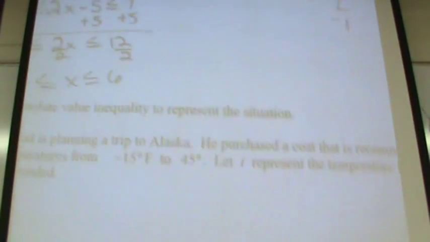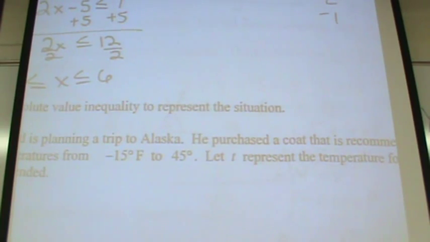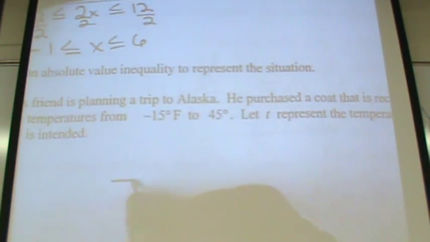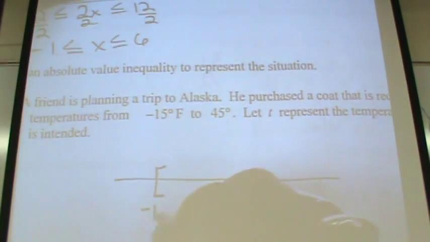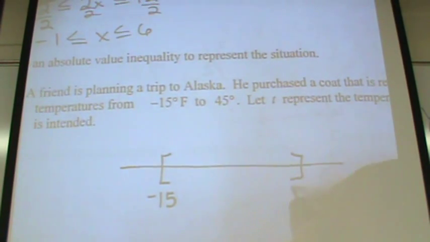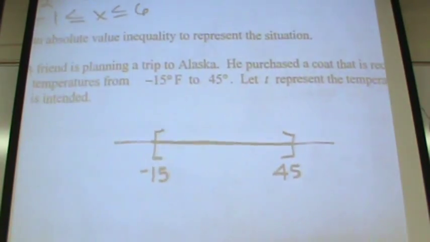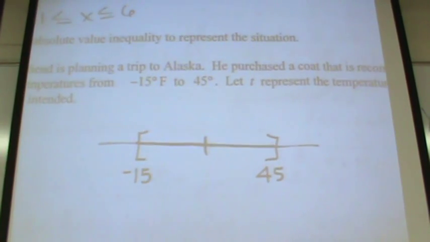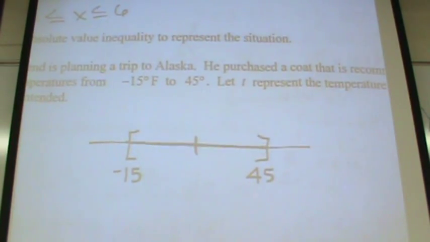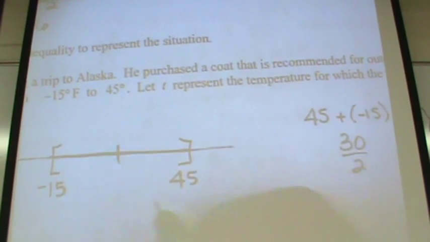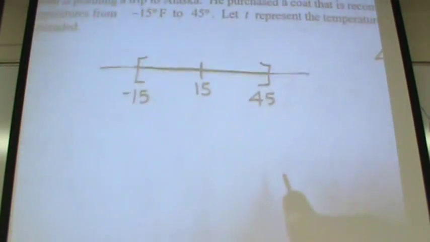Okay. Number 25. A friend is planning a trip to Alaska. He purchased a coat that is recommended for outdoor temperatures, so the temperature can range from negative 15 all the way to 45 degrees. Okay, so I need to know what's the halfway number. So if you add these two numbers up, 45 plus negative 15, you get 30. Take that number and divide it by 2. So 15 is your halfway number.